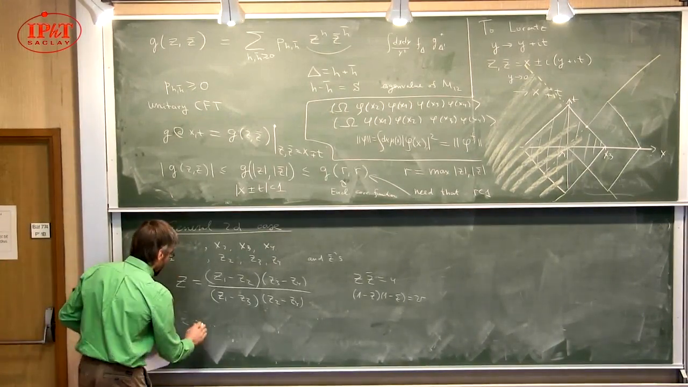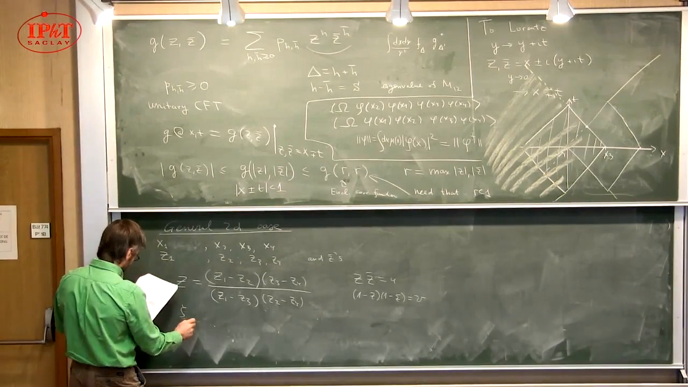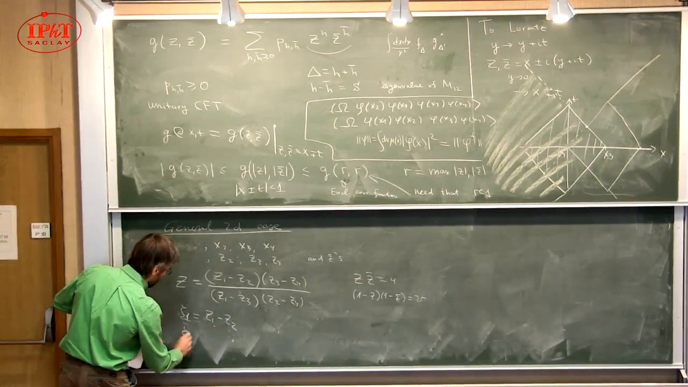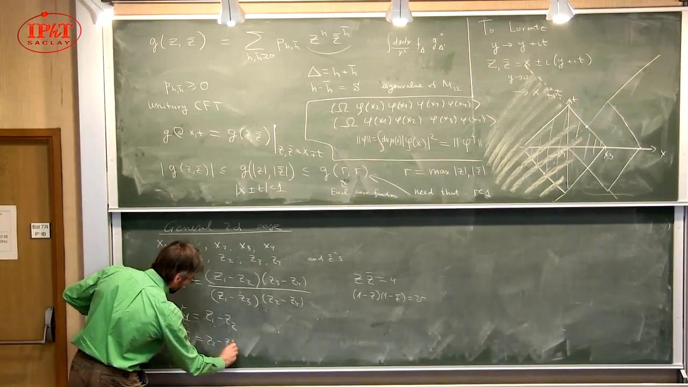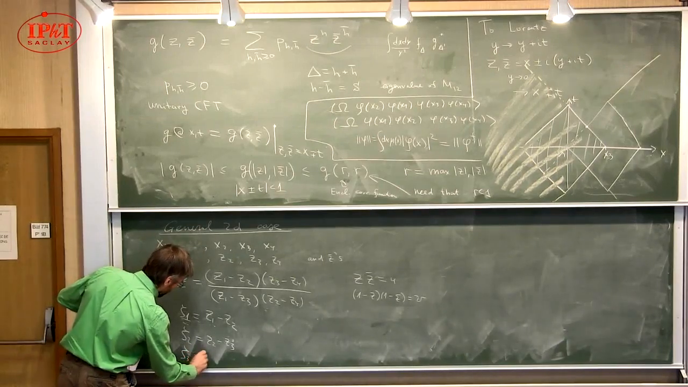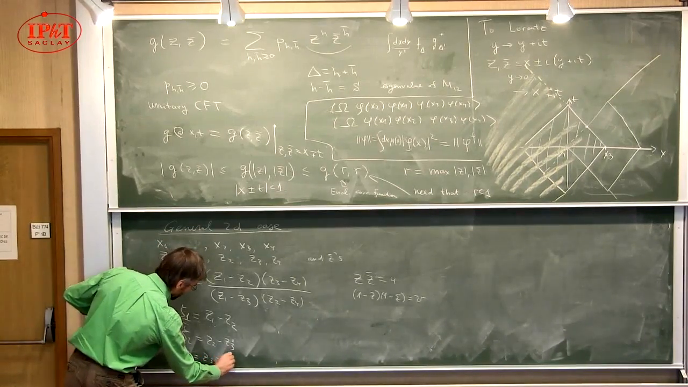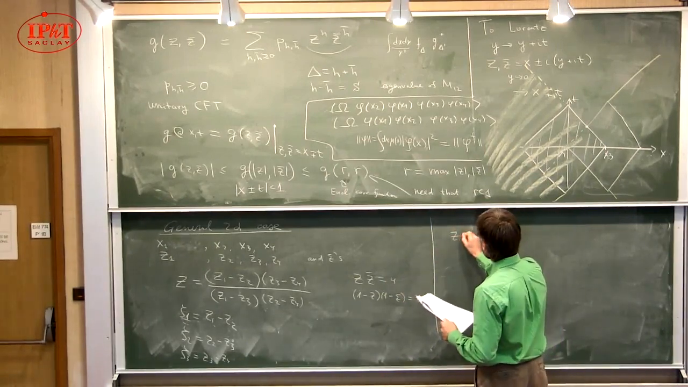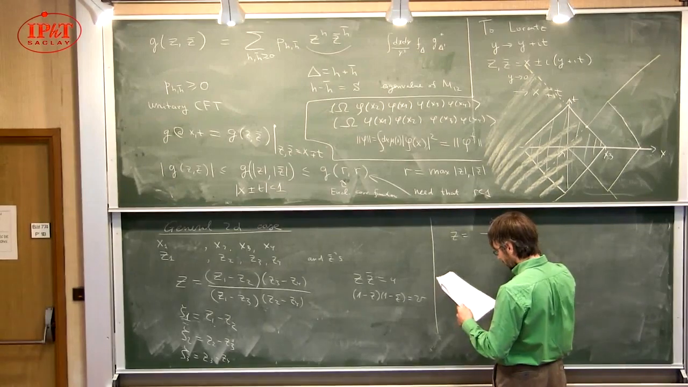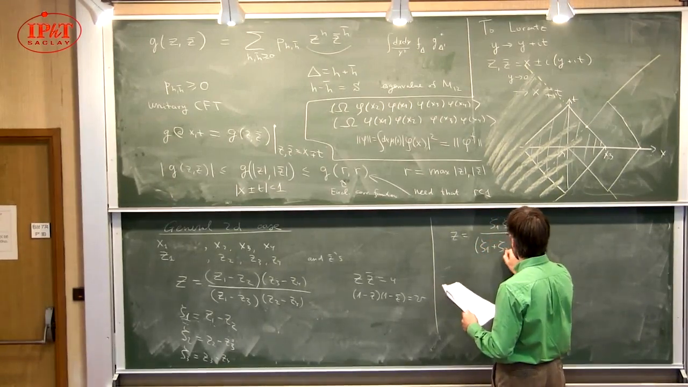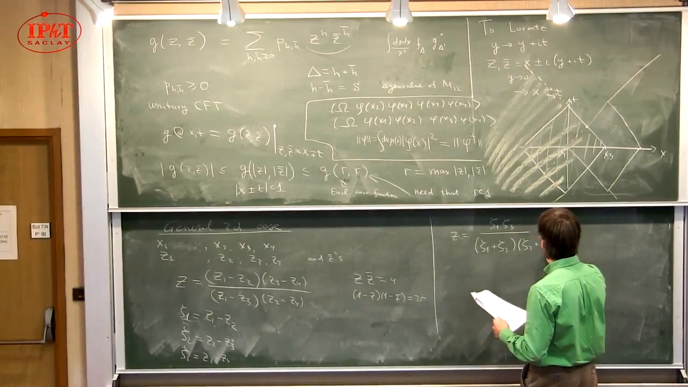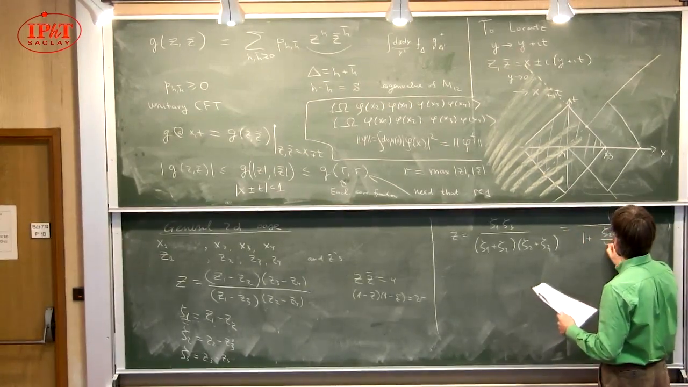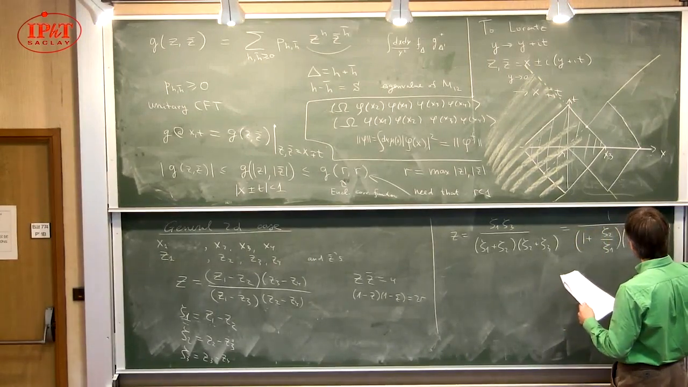So now I take this z, and I introduce these variables: zeta1, which is equal to z1 minus z2, zeta2, which is equal to z2 minus z3, and zeta3, which is equal to z3 minus z4. And I rewrite z in terms of zetas. So what do I get? I get z is equal to zeta1 zeta3 divided by (zeta1 plus zeta2)(zeta2 plus zeta3). And I'm going to write it as 1 divided by (1 plus zeta2 over zeta1)(1 plus zeta2 over zeta3).